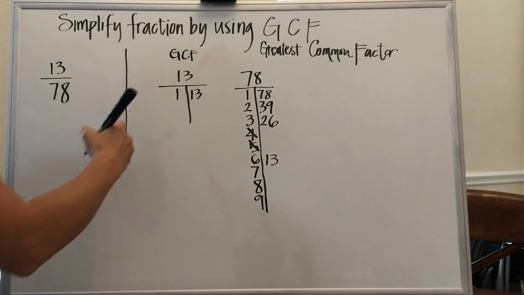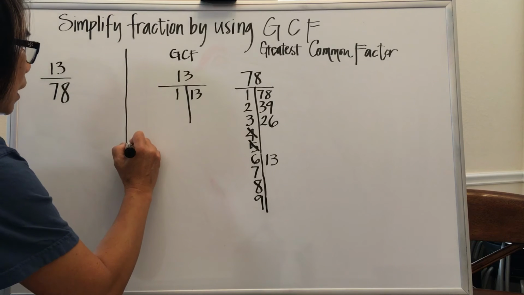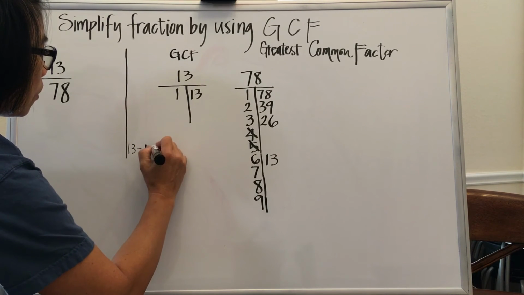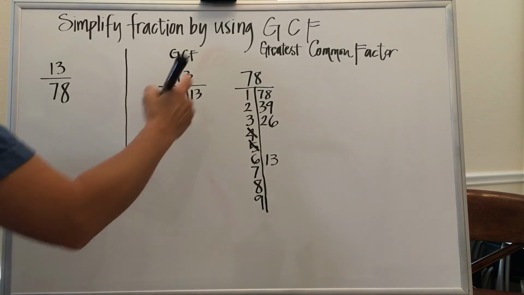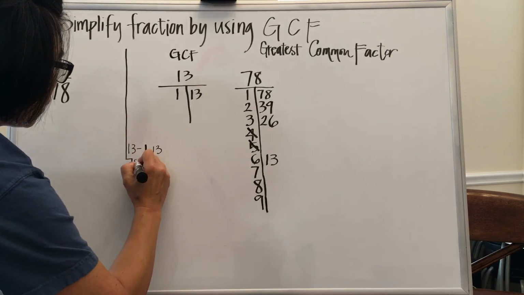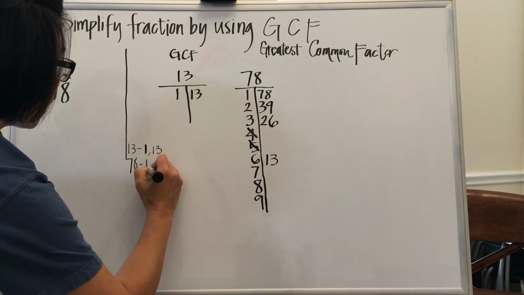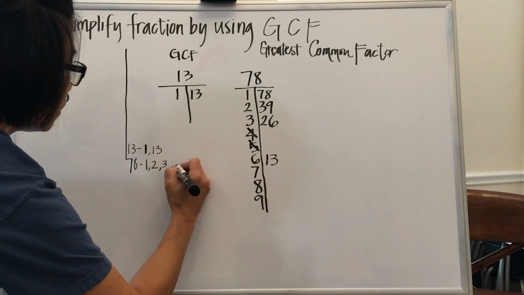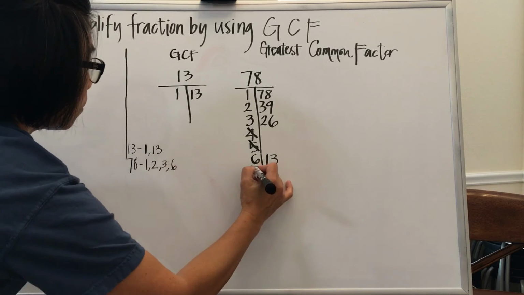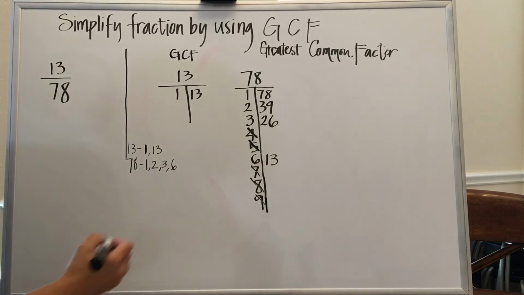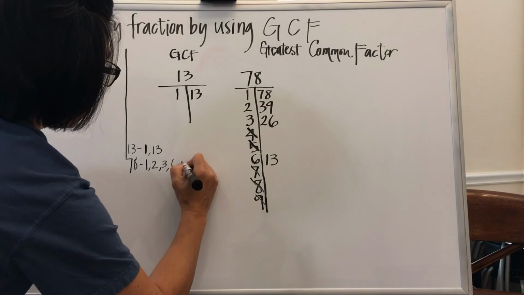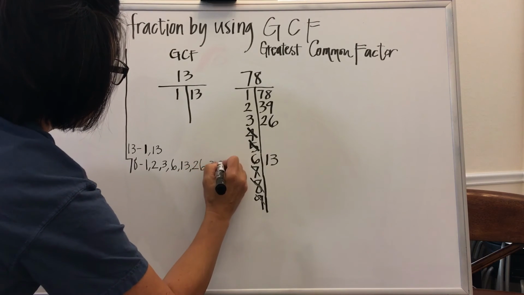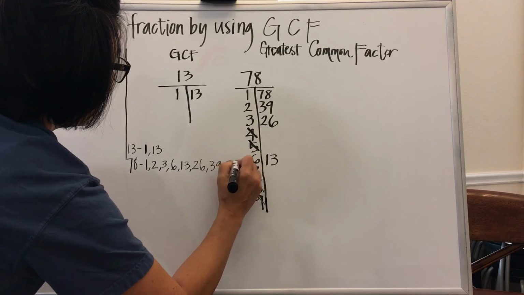So again, I'm going to list this out. The factors that make 13 are 1 and 13. The factors of 78, it's got a long list. We have 1, 2, 3, 6. We cross these out so I don't confuse myself. And then 13, 26, 39, and 78.